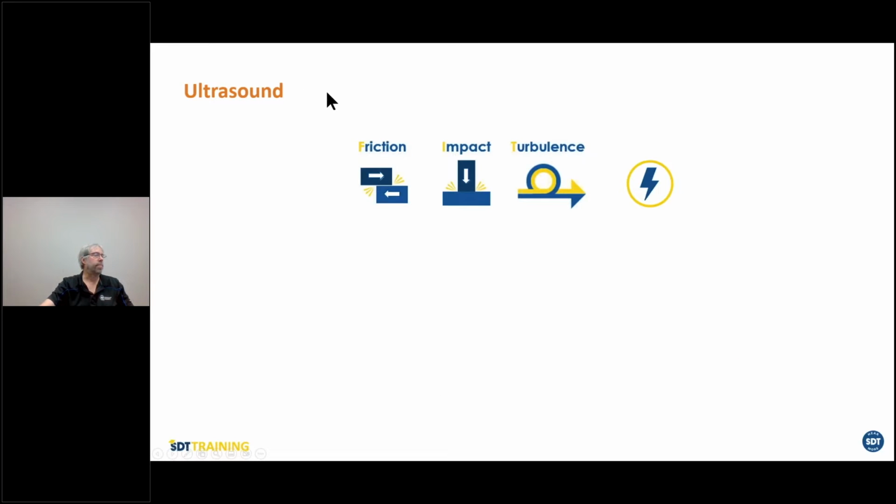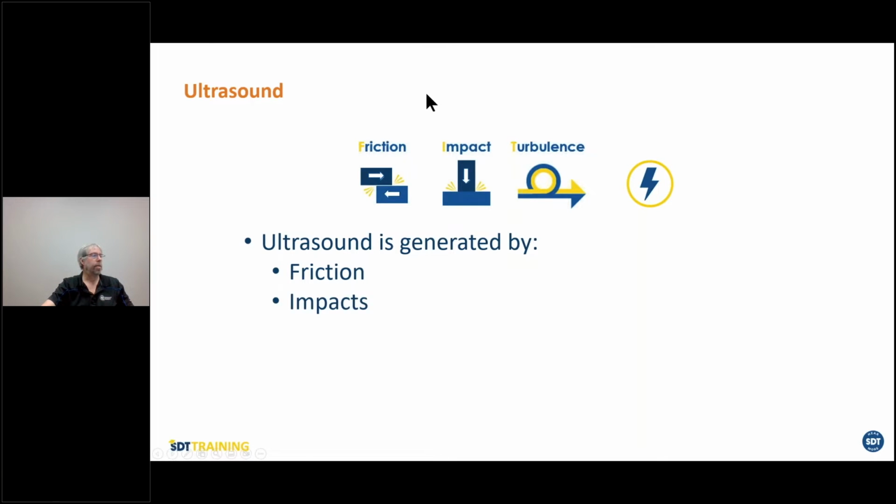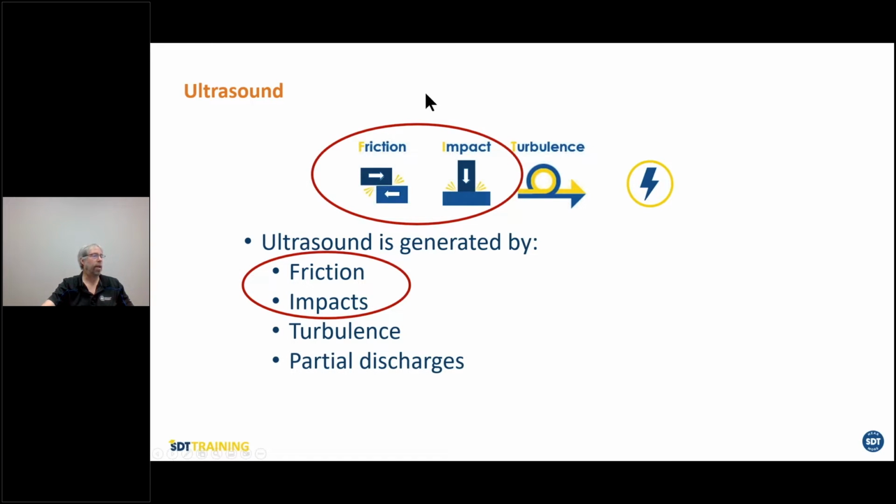First thing, we'll talk about ultrasound. Ultrasound measures friction. See two things rubbing here. Measures impacting. Measures turbulence. And of course, this is partial discharge for electricity. So ultrasound also does electrical testing, but that's not part of our subject matter today. Today we're just talking about mechanical stuff. So ultrasound is generated by friction, impacts, turbulence, and partial discharge. We're going to concentrate on friction and impacts. We're talking about mechanical problems.